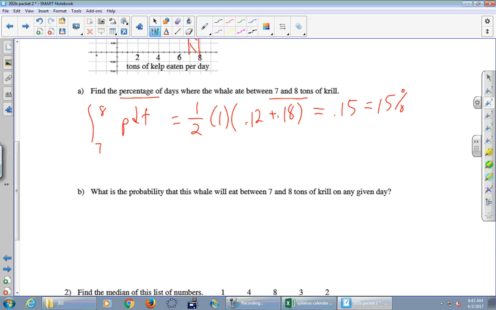This one here says what's the probability that the whale will eat between 7 and 8 tons? It's the same, just a different way to say the same question. Percentage, probability, same thing.